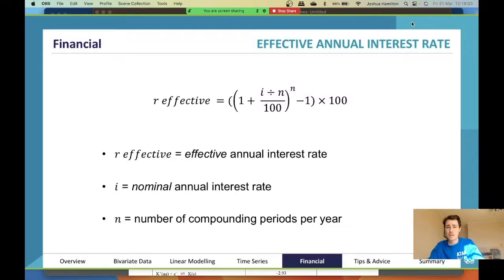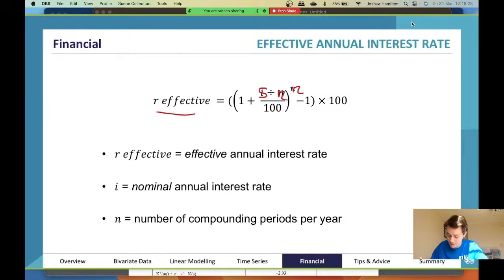You need R effective equals 1 plus, and then you have all of this, but essentially your nominal annual interest rate and your number of compounding periods is important. So your nominal annual interest rate is your interest rate per annum. So if it says 5% per annum compounding monthly, you put 5 here, and your number of compounding periods per year is 12, and this is 12. And that's how you get your R effective.